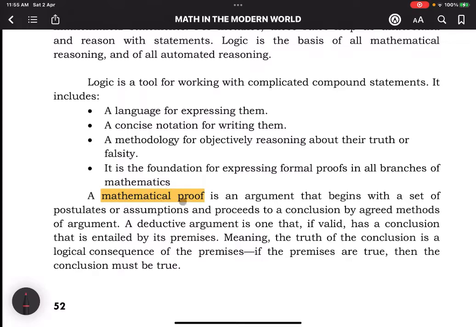A mathematical proof is an argument that begins with a set of postulates or assumptions and proceeds to a conclusion by agreed methods of argument. A deductive argument is one that, if valid, has a conclusion that is entailed by its premises, meaning the truth of the conclusion is a logical consequence of the premises. If the premises are true, then the conclusion must be true.